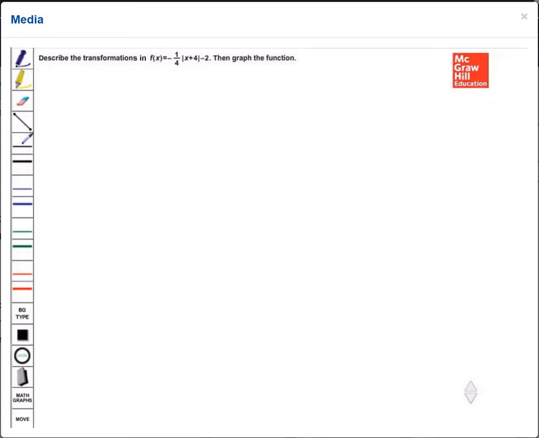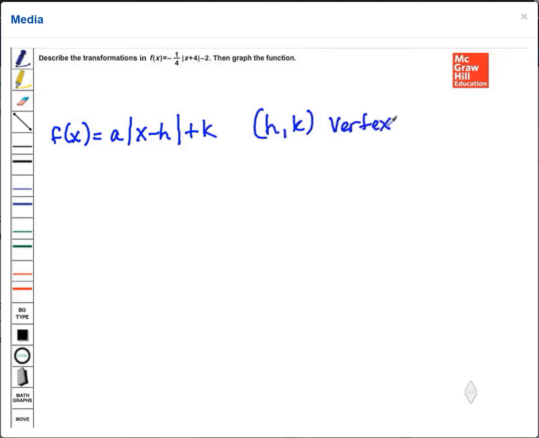So here we have an absolute value function. For an absolute value function, we would have y equals, but we'll say f of x since it's stated as a function, equals a times the absolute value of x minus h, plus k, where (h, k) is going to be the vertex of our absolute value function on the graph.